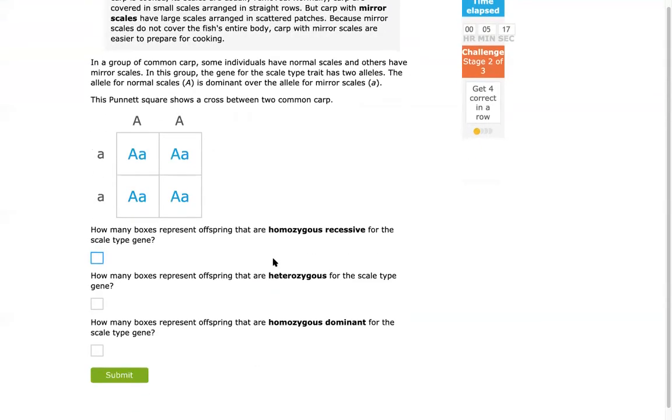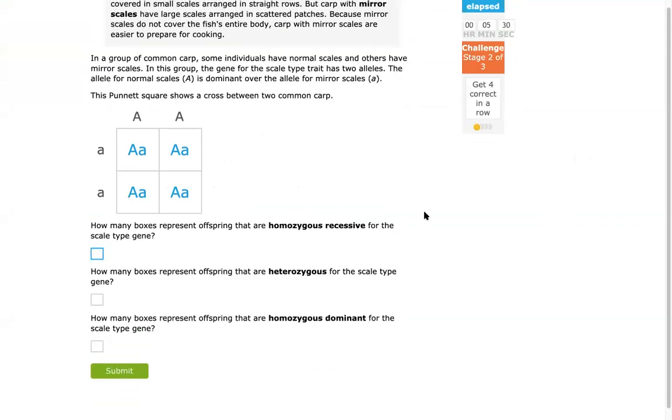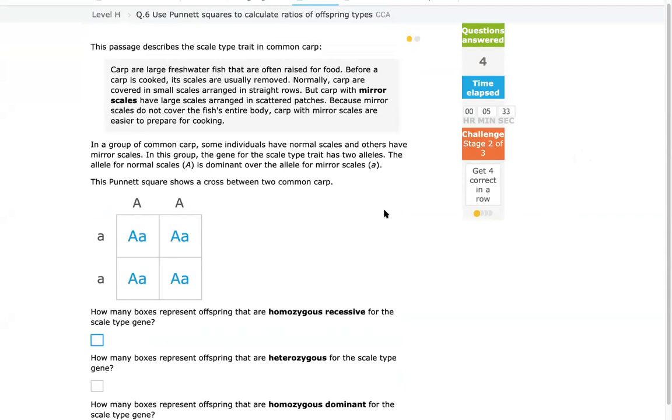Let's do another one. Now it's giving us the vocabulary that we need, okay? It's having things like homozygous, heterozygous. This is how it's probably gonna look on the actual test as well. All right, so we're talking about carp. Carp are large freshwater fish that are often raised for food. Before carp is cooked, its scales are usually removed. Normally, carp are covered in small scales arranged in straight rows. But carp with mirror scales have large scales arranged in scattered patches. Because mirror scales do not cover the fish's entire body, carp with mirror scales are easier to prepare for cooking.